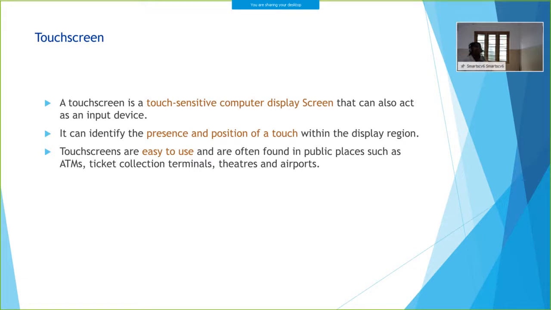A touch screen is a touch-sensitive computer display screen that can also act as an input device. It can identify the presence and position of a touch within the display region. Touch screens are easy to use and often found in public places such as ATMs, ticket collection terminals, theaters and airports. Is it clear?